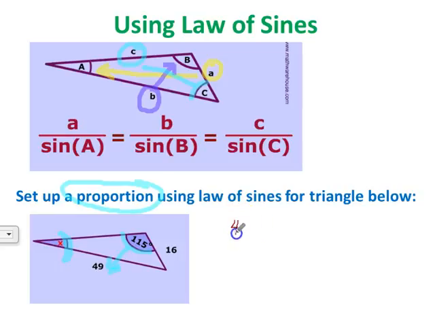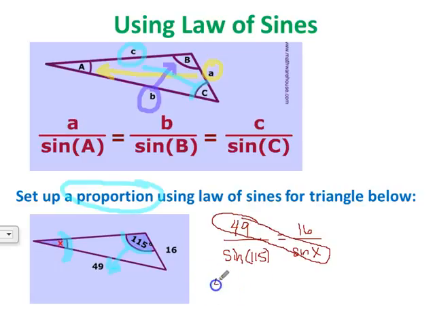So I'm going to say 49 over the sine of 115. Remember, the angle always goes with the sine. We're going to set it equal to, we're given side length 16, and we want to find that value of x that represents the angle measurement. So how do we solve for proportions? We cross multiply. So I'm going to have 49 times sine x equals 16 times sine 115.